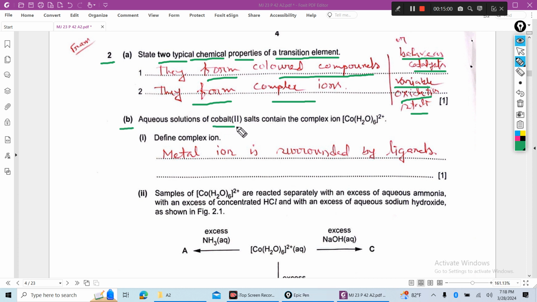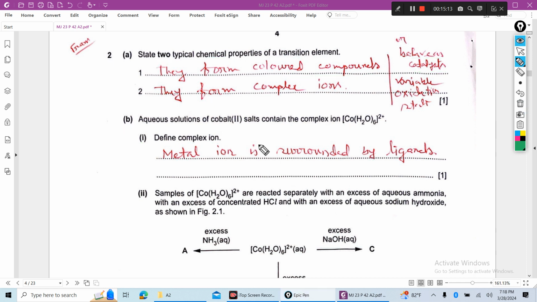Now B. Aqueous solution of cobalt 2 salt contains the complex ion hexaaqua cobalt 2, hexa meaning 6. Define a complex ion. You know, in a complex ion a metal ion is surrounded by ligands. This is known as a complex ion. Here the cobalt ion is surrounded by water ligands. So define a complex ion: a metal ion surrounded by ligands.